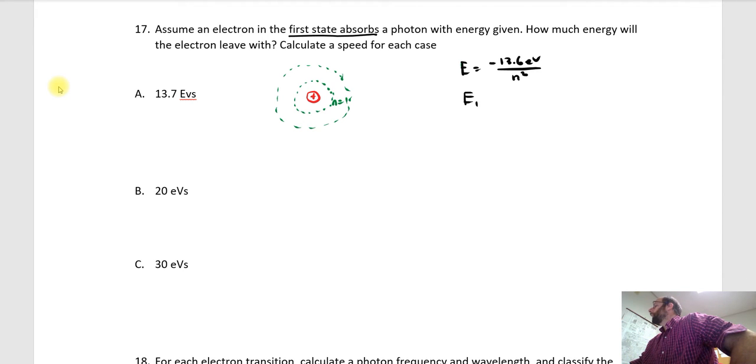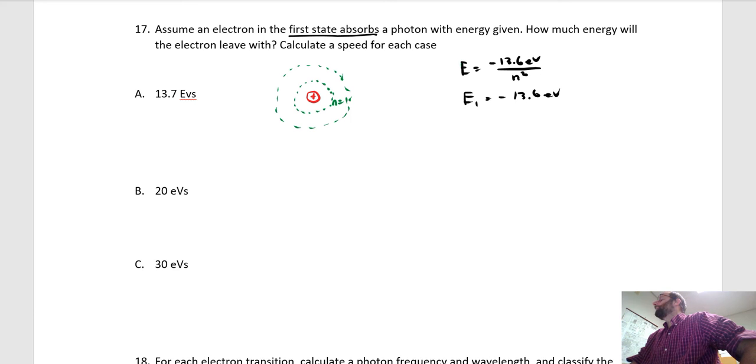So I would put E1. And if you put a 1 here, you just get minus 13.6 eV, or minus 13.6 electron volts. And what that means is that it takes 13.6 electron volts to get the electron to leave.